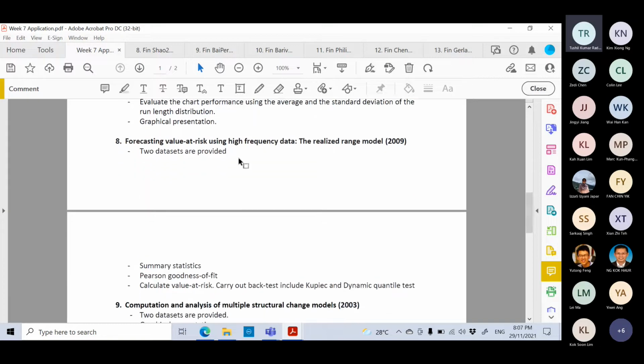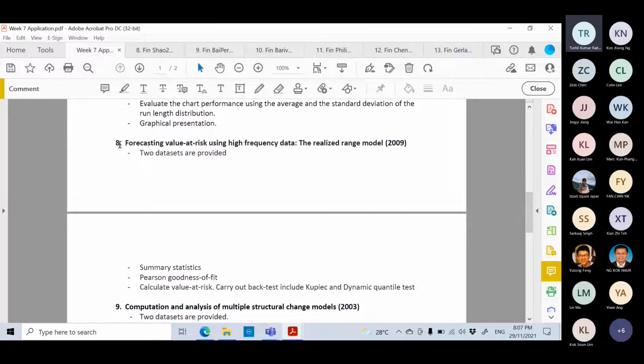they need to provide the summary statistic to show the data set they obtain. At the same time, they carry out the Pearson goodness of fit, to see how good the fit of the data is with that particular suggested methodology or suggested distribution. Then after that, they carry out the test and support it with the hypothesis test for the values they calculated.